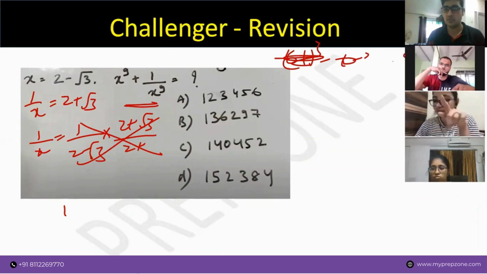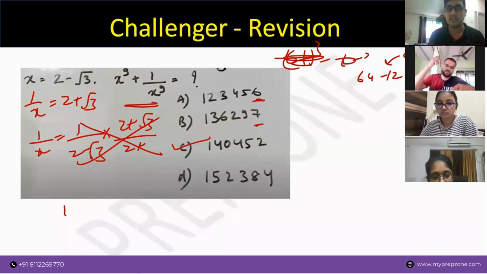It was 64 minus 12, because it is p cube minus 3p. So it basically ends with 2. Then again you do 2 cube minus 3 into 2, 6. It's 8 minus 6, 2, which means the unit digit has to be 2. So answer is C. The hint was all the options have different unit digits.